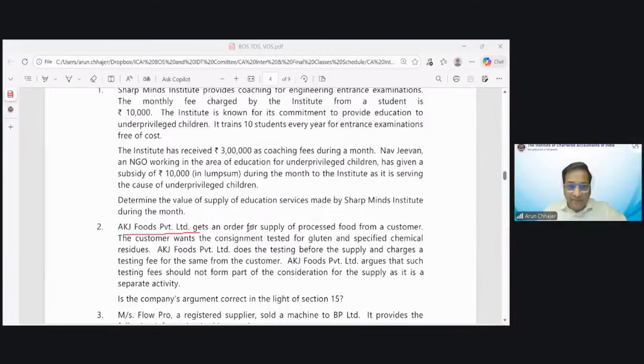AKZ Food Private Limited gets an order for the supply of processed food from a customer. The customer wants the consignment tested for gluten and specific residual. AKZ Food Private Limited does the testing before the supply and charges the testing fees for the same from the customer. AKZ argued that it should not form part of the consideration for the supply as it is a separate activity. Now, very simple question.